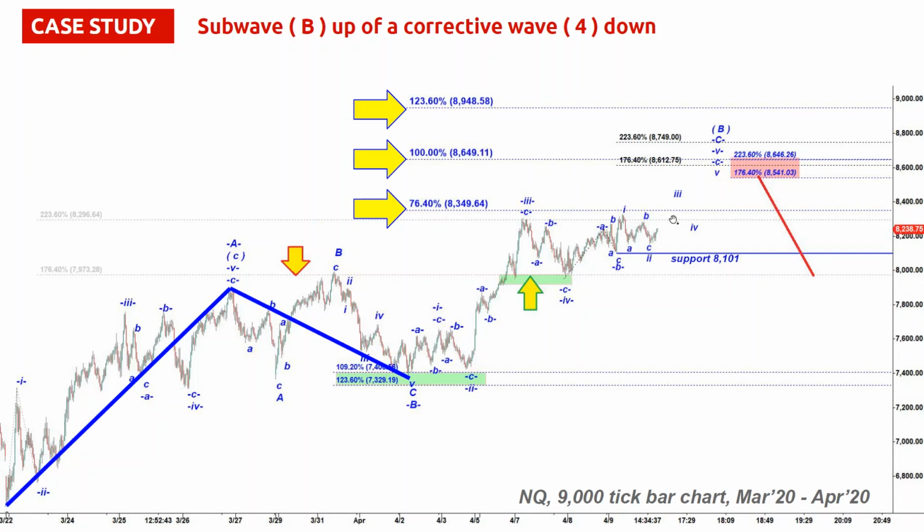But if we get that very strong, almost vertical move up, maybe on that OPEC Plus deal, that could be a great sign that it's stopping, and that would be a classic top for the corrective wave B up.